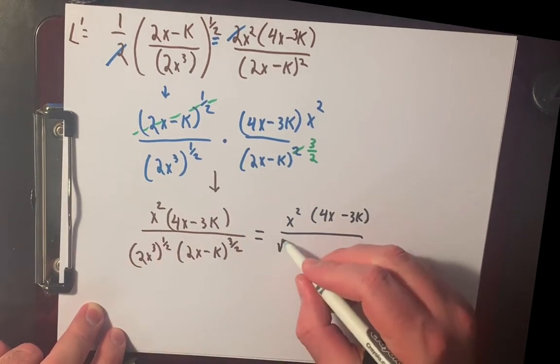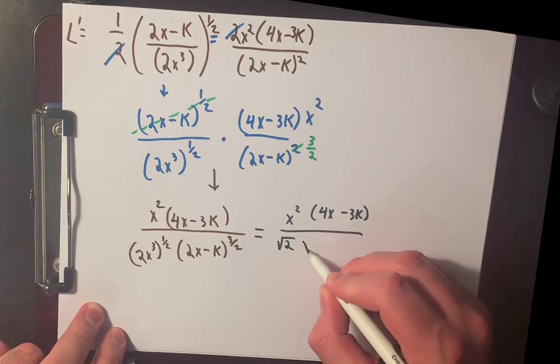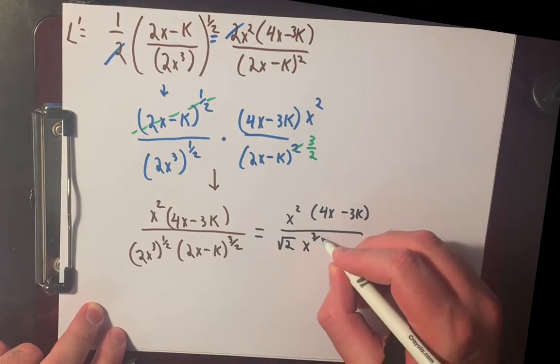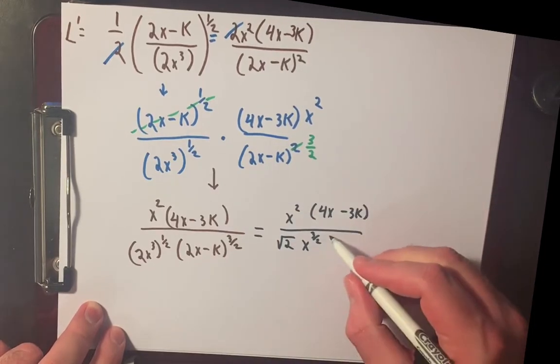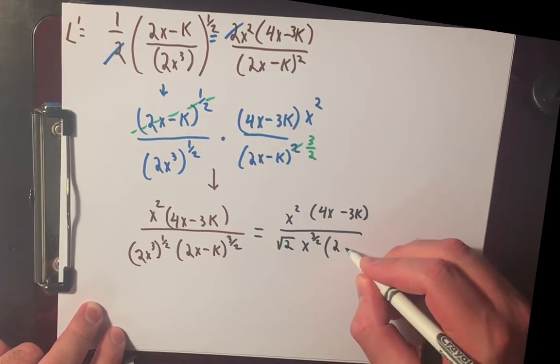So this is going to give us the square root of 2, x to the 3/2. Again, I'm going to restate this. You can simplify those out if you want to, but I don't know, something about seeing square roots.